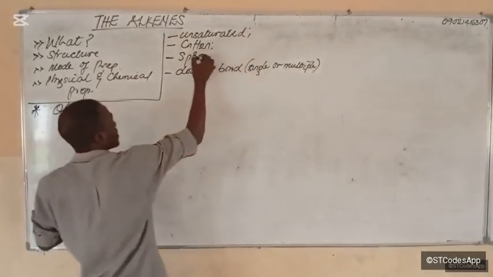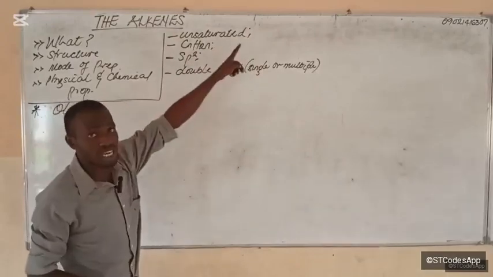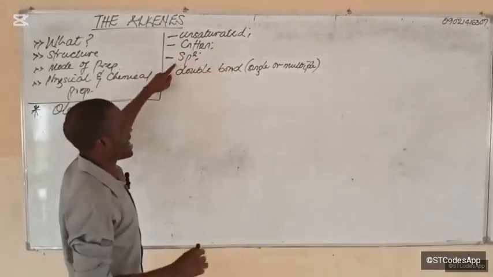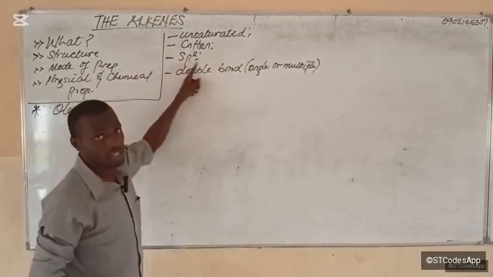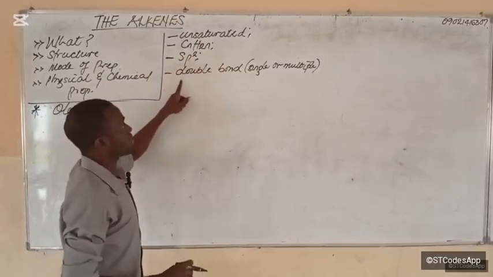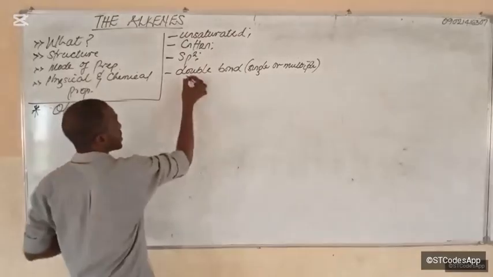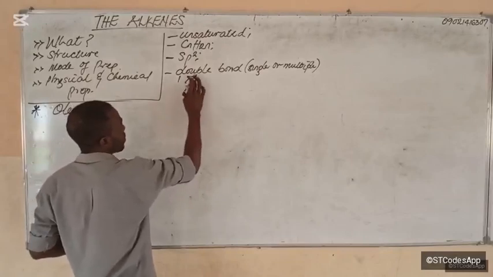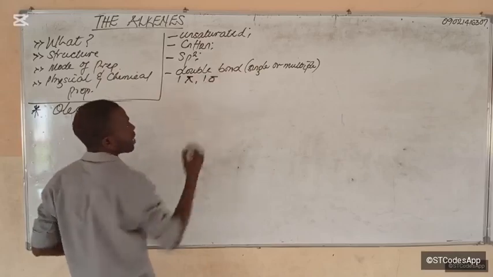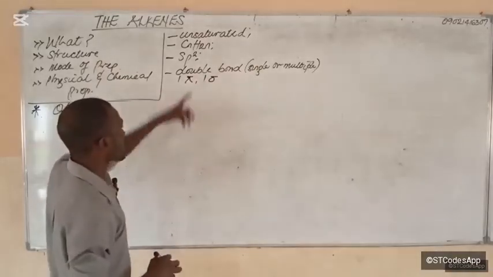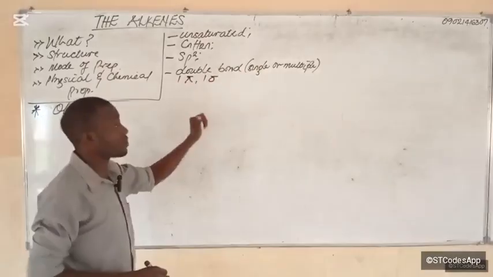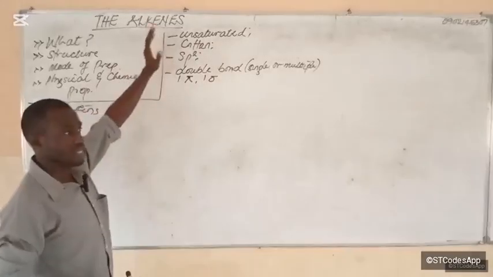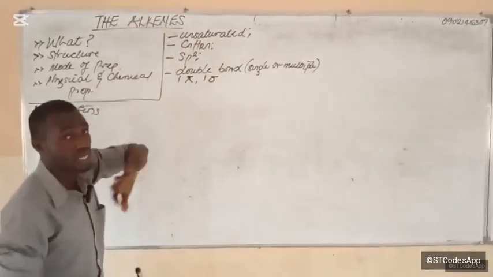So let's go again. Alkenes are a group of unsaturated hydrocarbons having the general formula CnH2n and sp2 hybridization, with double bonds containing one sigma and one pi bond. Those are the 2 bonds: 1 sigma bond and 1 pi bond. So this is the general property that we use in describing alkenes.